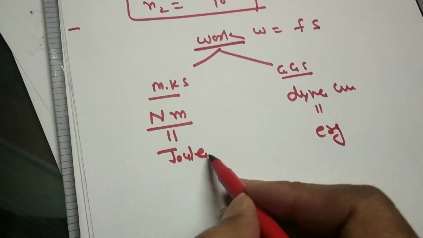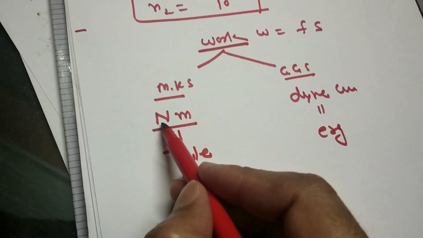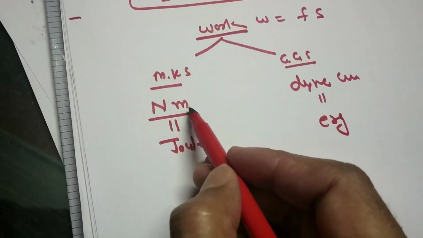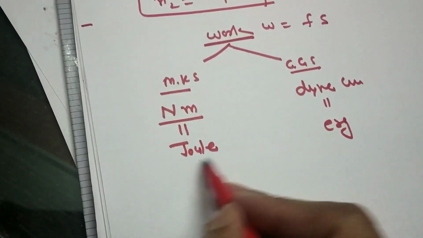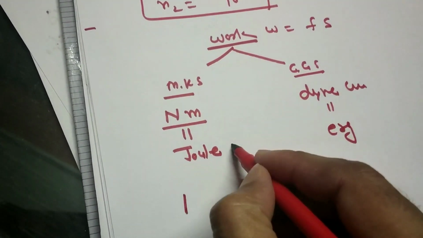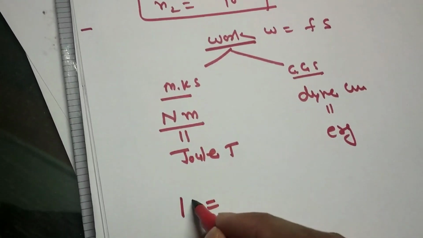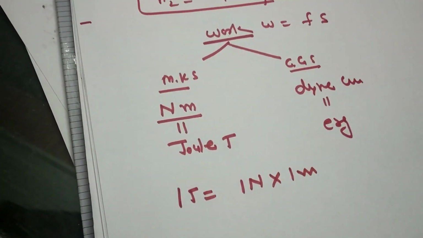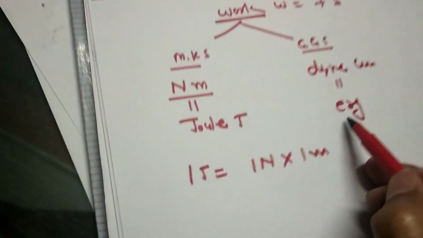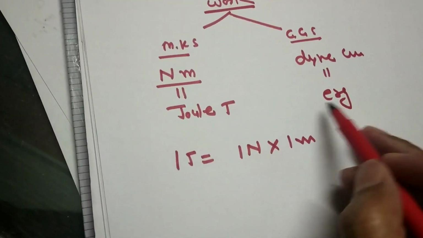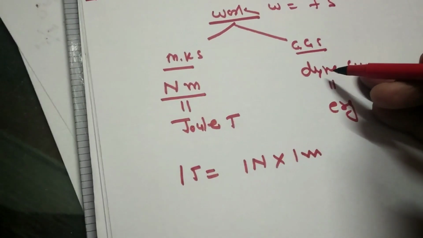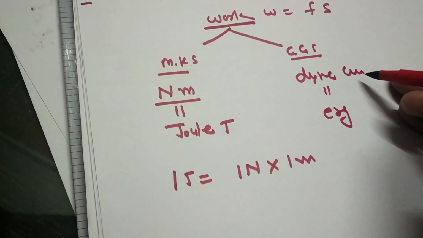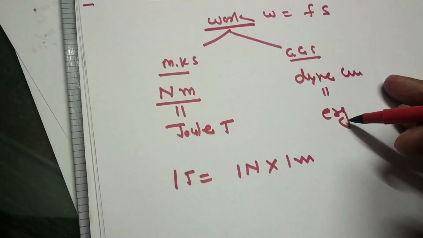How will we define 1 joule? 1 joule equals, if 1 Newton force is applied on a body and the body is displaced 1 meter, then work will be 1 joule. So 1 joule equals 1 Newton into 1 meter. Clear? Same thing in erg also. We can define 1 erg equals, if 1 dyne force is applied on a body and the body is displaced 1 centimeter, then work will be 1 erg.